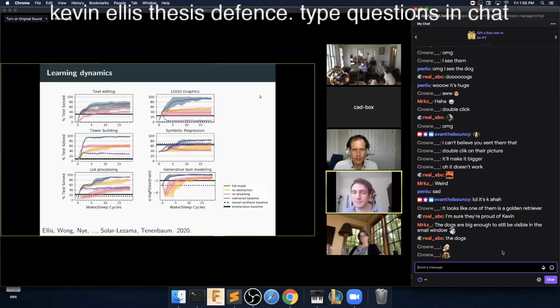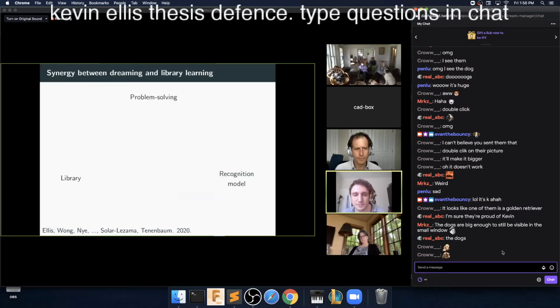So this data suggests that maybe there's some kind of synergy between each of these sleep phases, and I think that there actually is some kind of synergy here. And the synergy works as follows. So we have three things going on. There's problem solving during waking, library learning during abstraction sleep, and the recognition model training during dream sleep. So as we solve more problems, we get a better library, like our network of concepts gets deeper and wider and has more domain specialization.